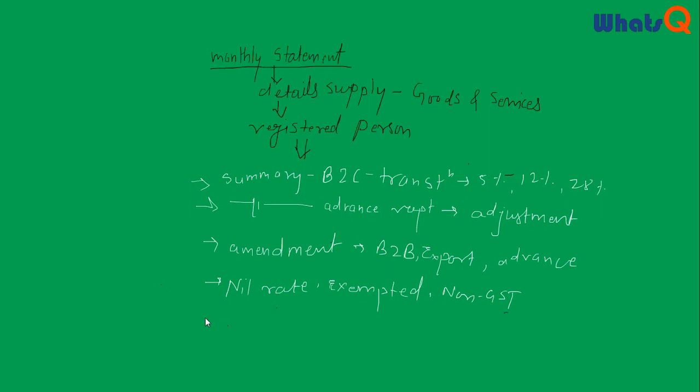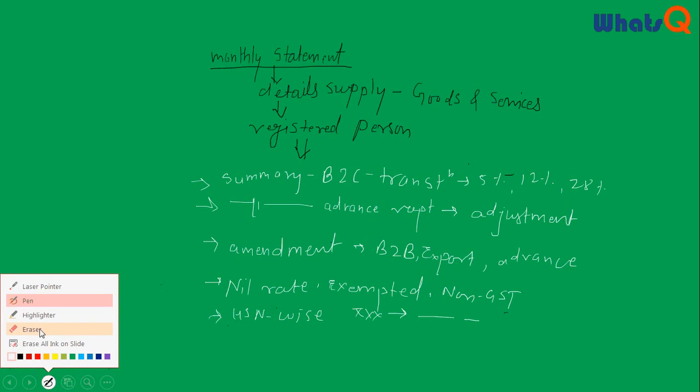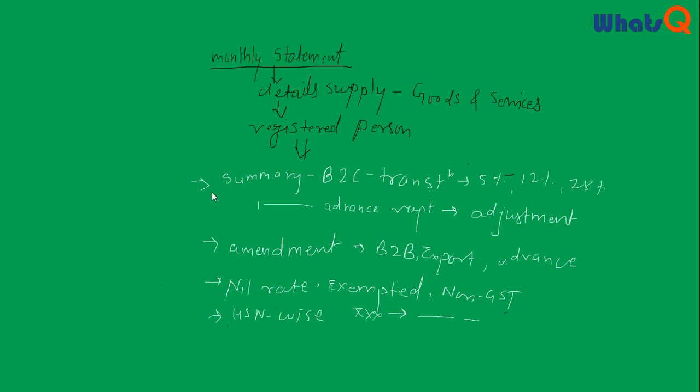Then you have to give the HSN wise data, HSN wise summary: what kind of product, for each and every HSN, how much taxable value you have supplied, and what is the tax amount. That detail also needs to be given. So these are the details that need to be given by the registered person if he is filing the GSTR 1.